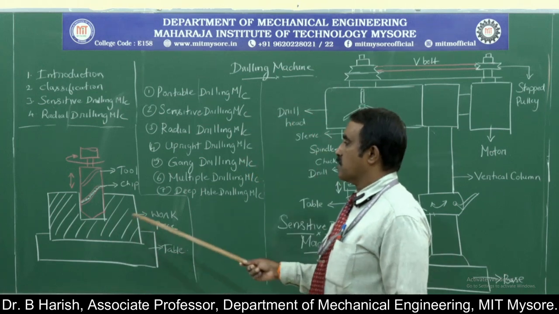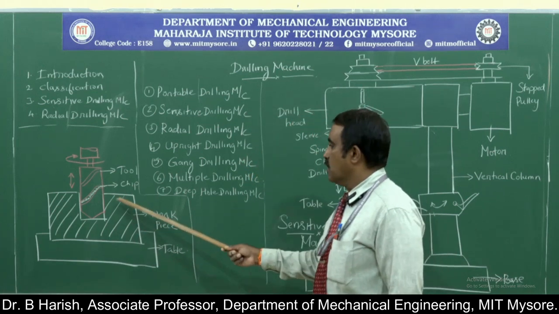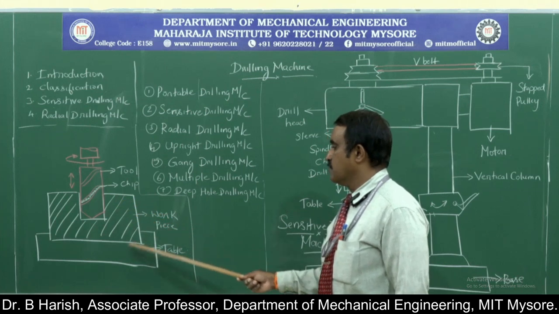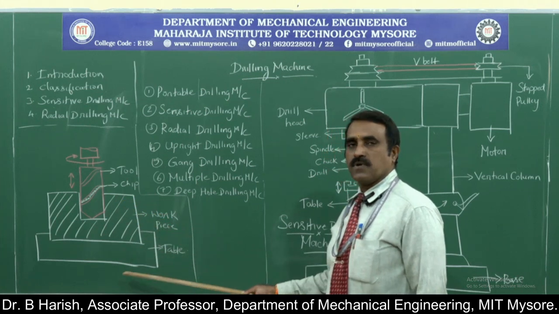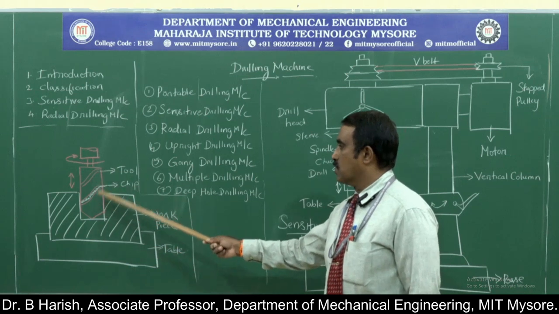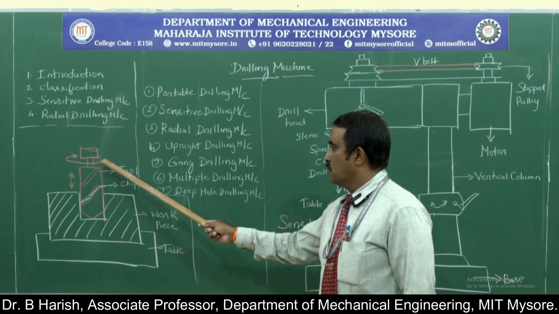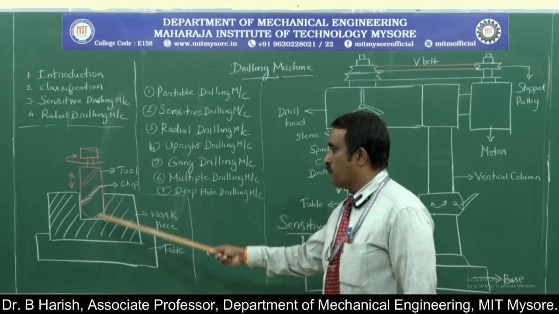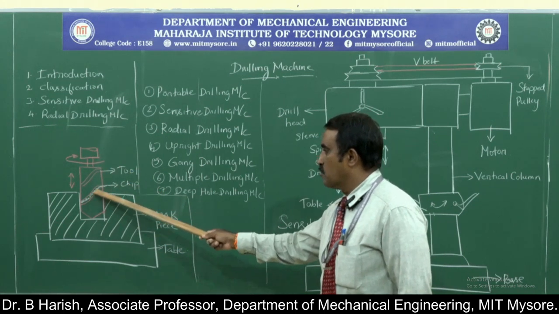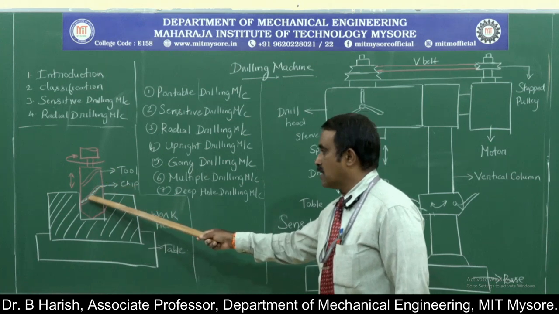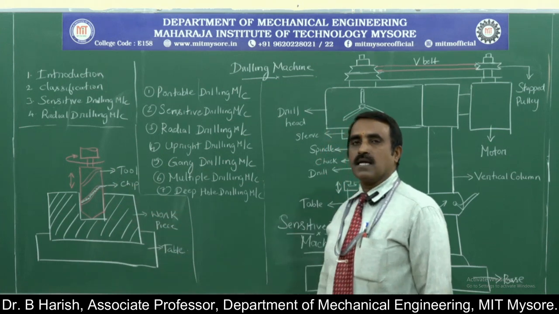If you refer to this figure, this is the workpiece and this is the table. The workpiece is fixed on the table. This is the tool that is called the drill tool. As you give the feed, the material is removed in the form of chips, which flow along the helical groove of the cutting tool.